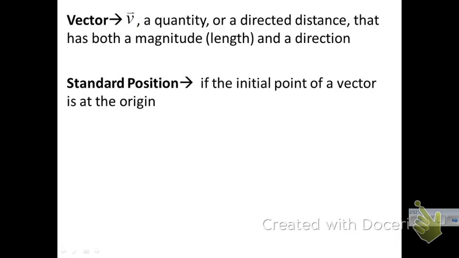Standard position: if the initial point of the vector is at the origin, then we say that the vector is in standard position. So for example, the initial point would be there at the origin, and it could be going in any direction.